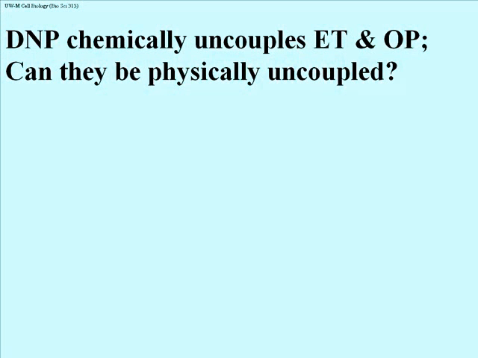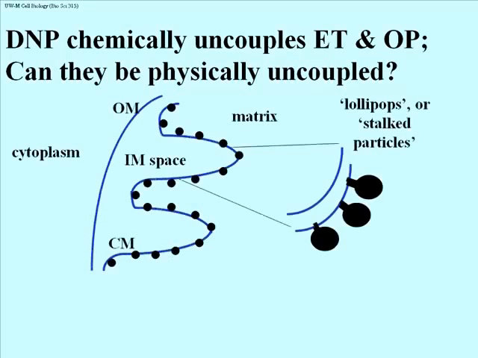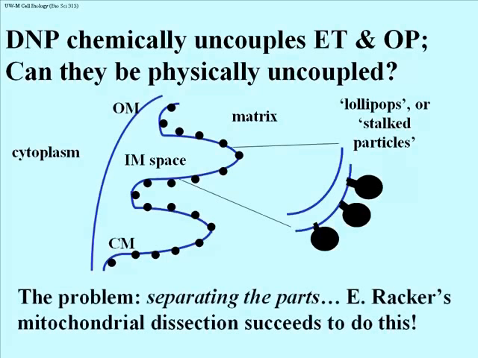Ephraim Racker was experimenting with ways to dissect mitochondria and analyze the functions of the parts. This slide is a representation of the crista membrane from electron micrographs, which suggested that the inner surface of the crista membrane was coated with particles. The separation of the parts took Racker a long time to solve, but eventually his mitochondrial dissection was successful.